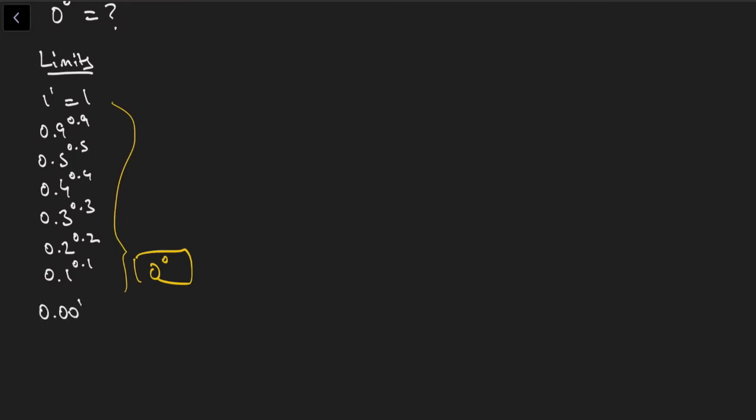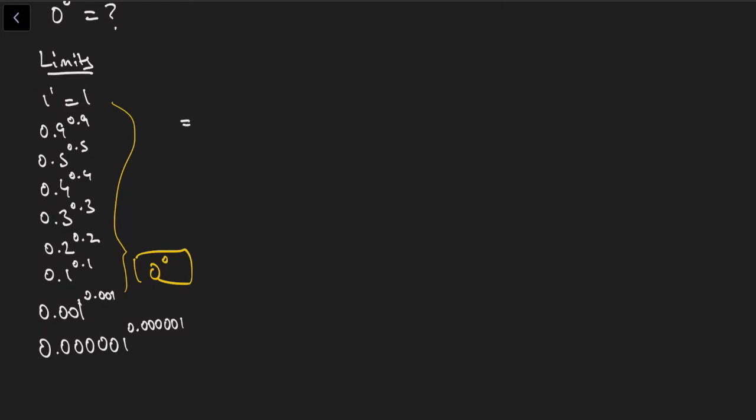Let's take 0.001 raised to 0.001, 0.0000001 raised to 0.000001. And now I've calculated all these values, and you can check them on your calculator if you like.